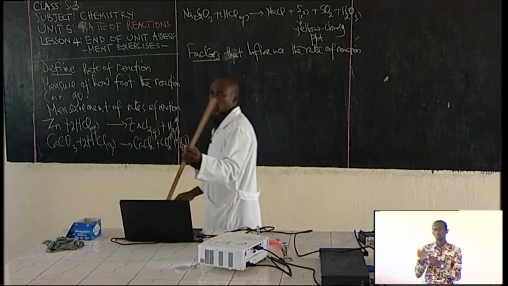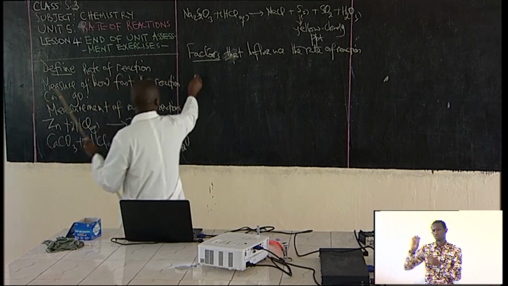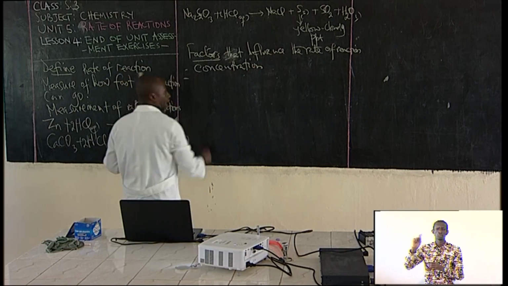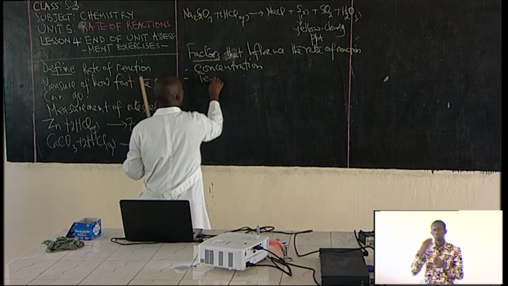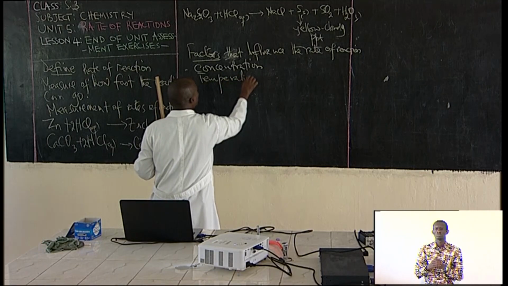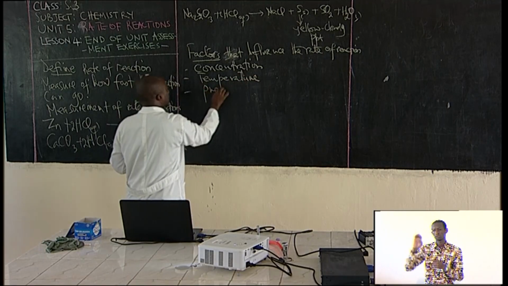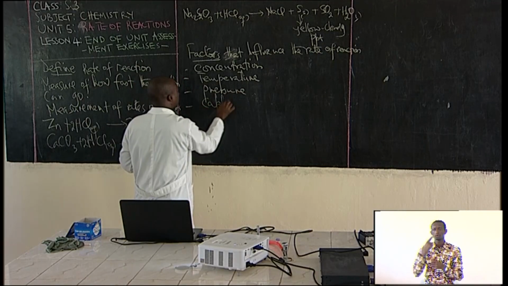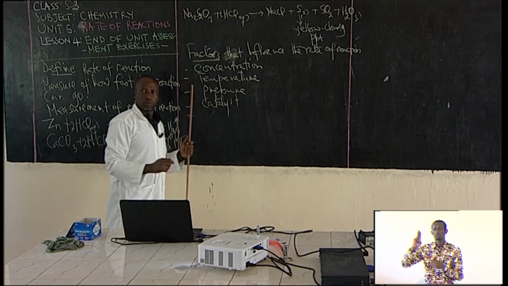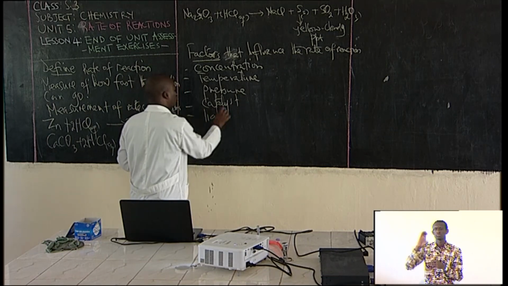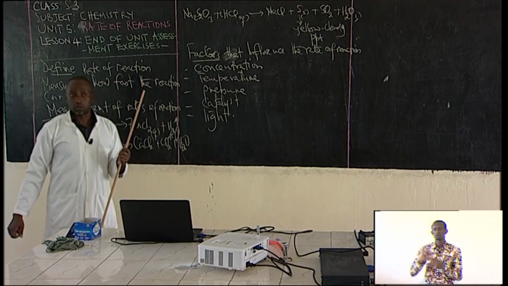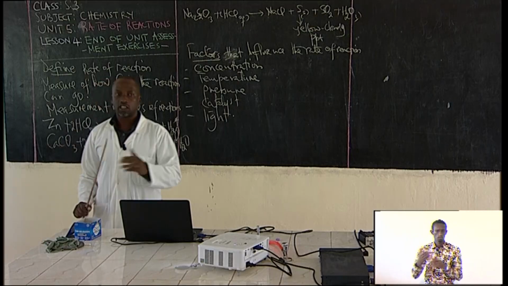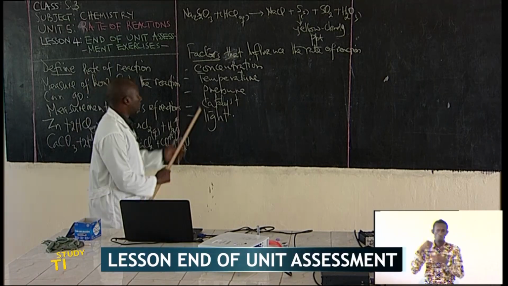And we mentioned a number of factors. If you remember very well, we had looked at the concentration in lesson 2. We had to look at the effect of the temperature, and we looked at the effect of pressure. We looked at the effect of the catalyst. And then we were supposed to look at the effect of light as well. Probably I had given even the homework for you to find the effect of light on this reaction.